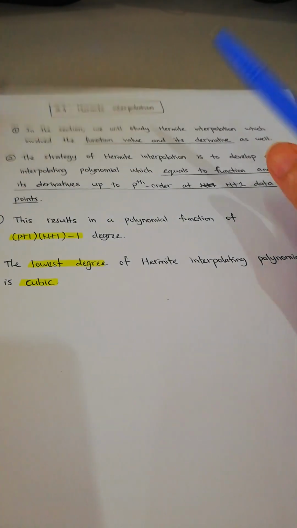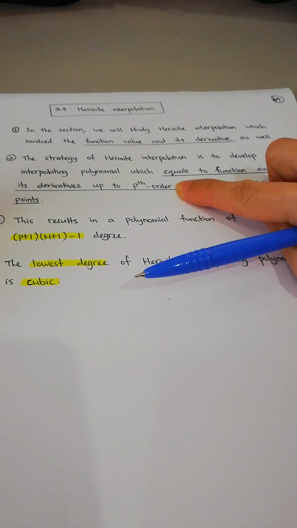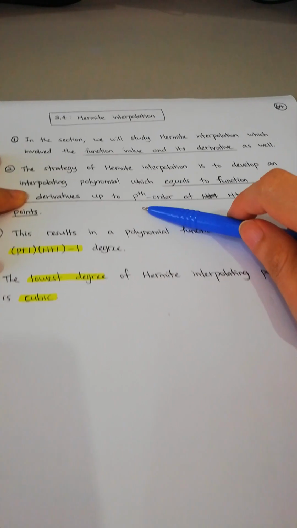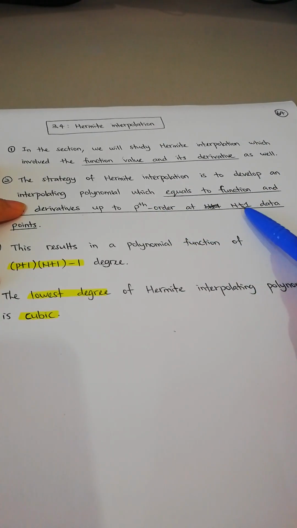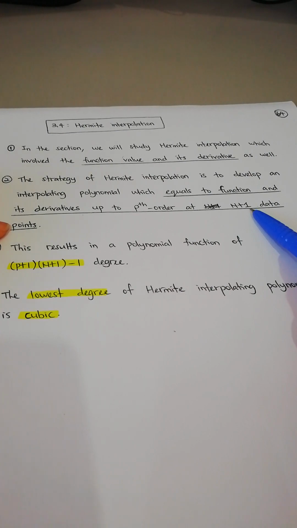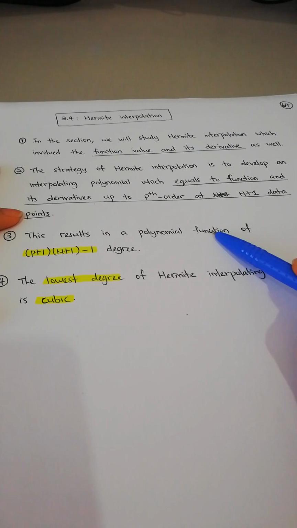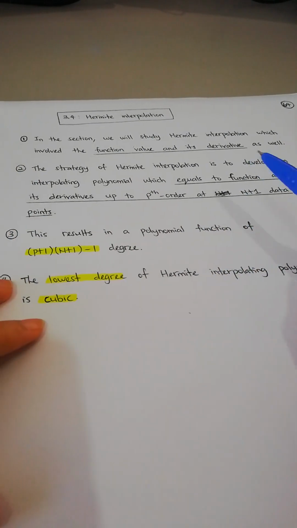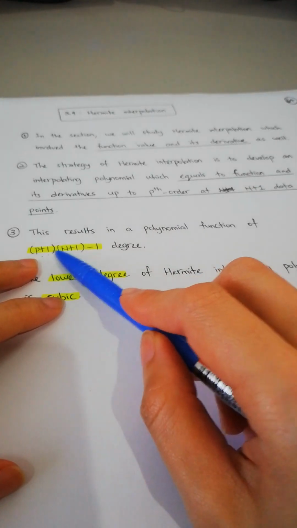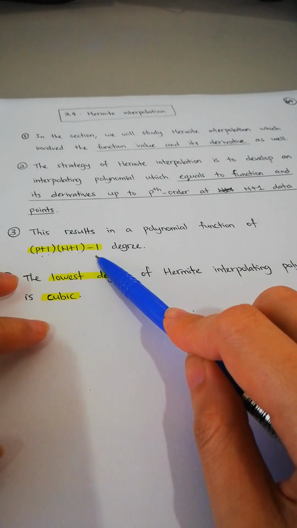That means the higher order of the derivative of that function goes only until p order, okay? Where you have n plus 1 data points. Then what is the degree of this polynomial function? The degree of this polynomial function must be (p plus 1) times (n plus 1) minus 1. Alright, so please remember this.